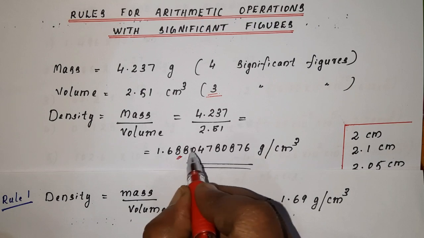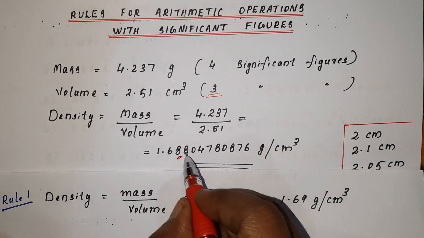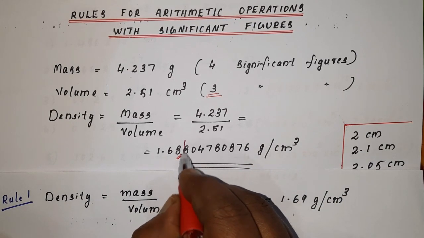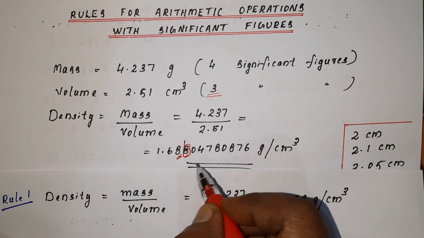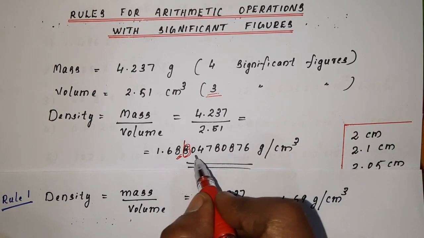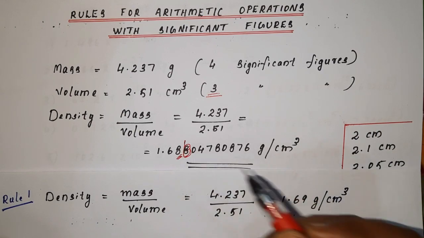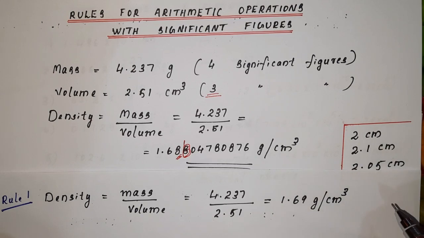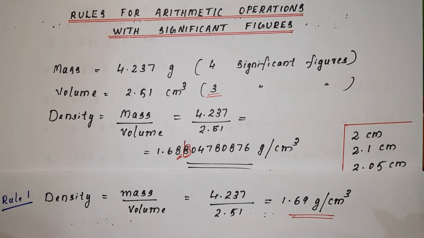So when you have to write up to this place, you have to do rounding here. So the number to be dropped is what? 8. This 8 is greater than 5. So when you drop that number, 1 is to be added to the preceding digit. So you will have 1.69 gram per centimeter cube. So this is the answer with regard to significant figures.